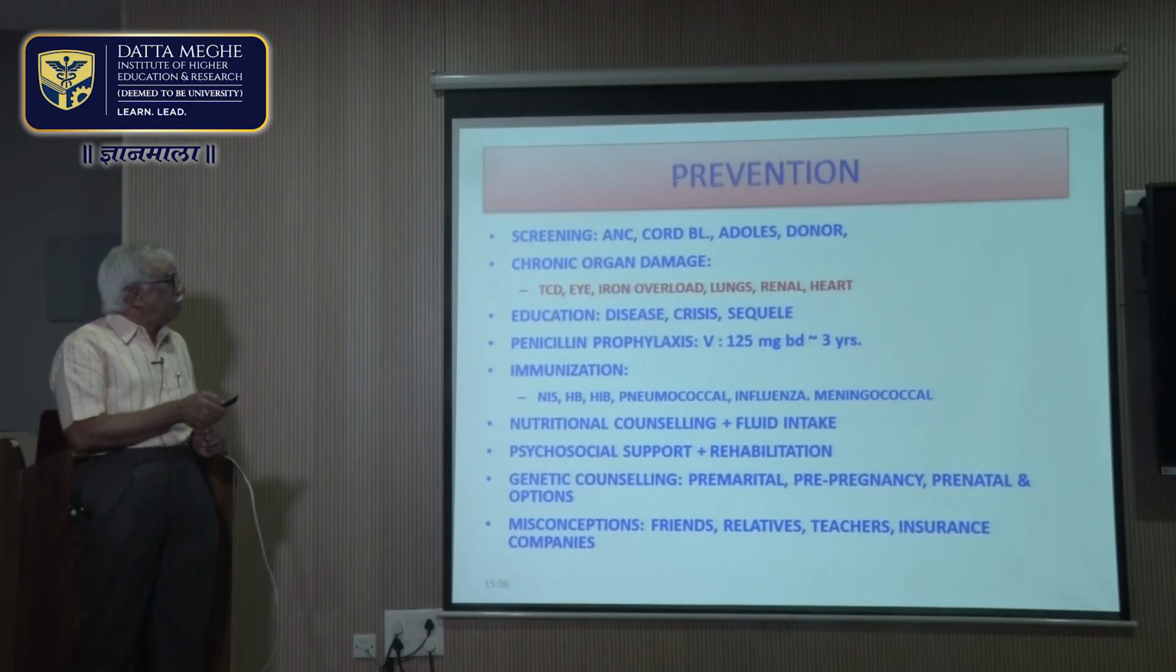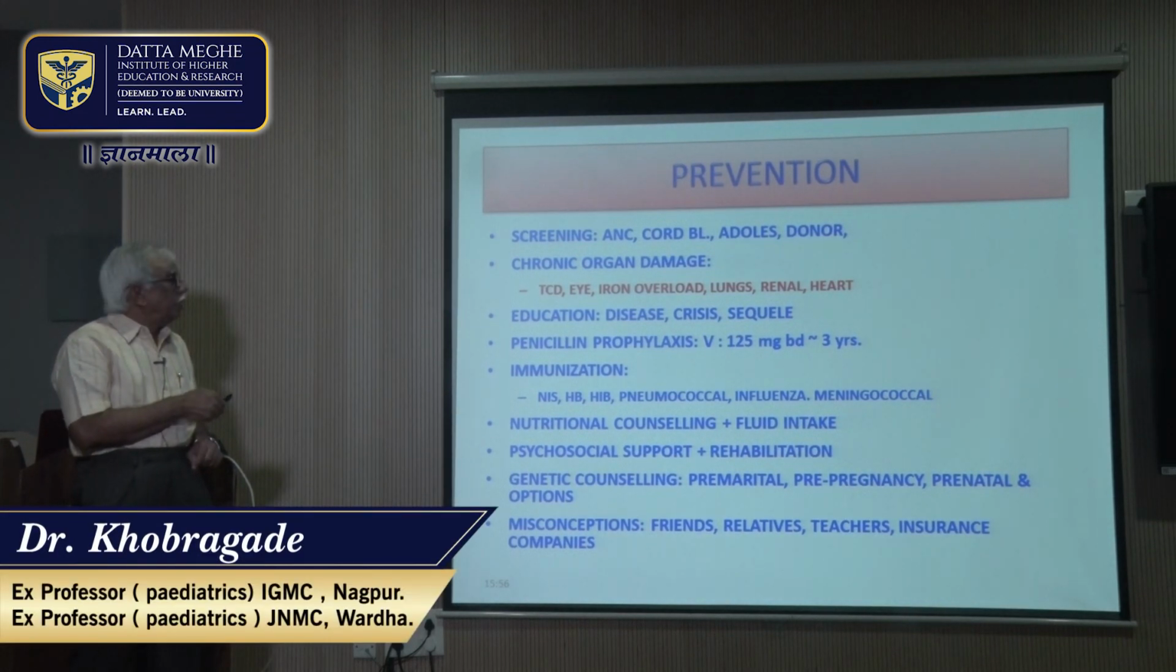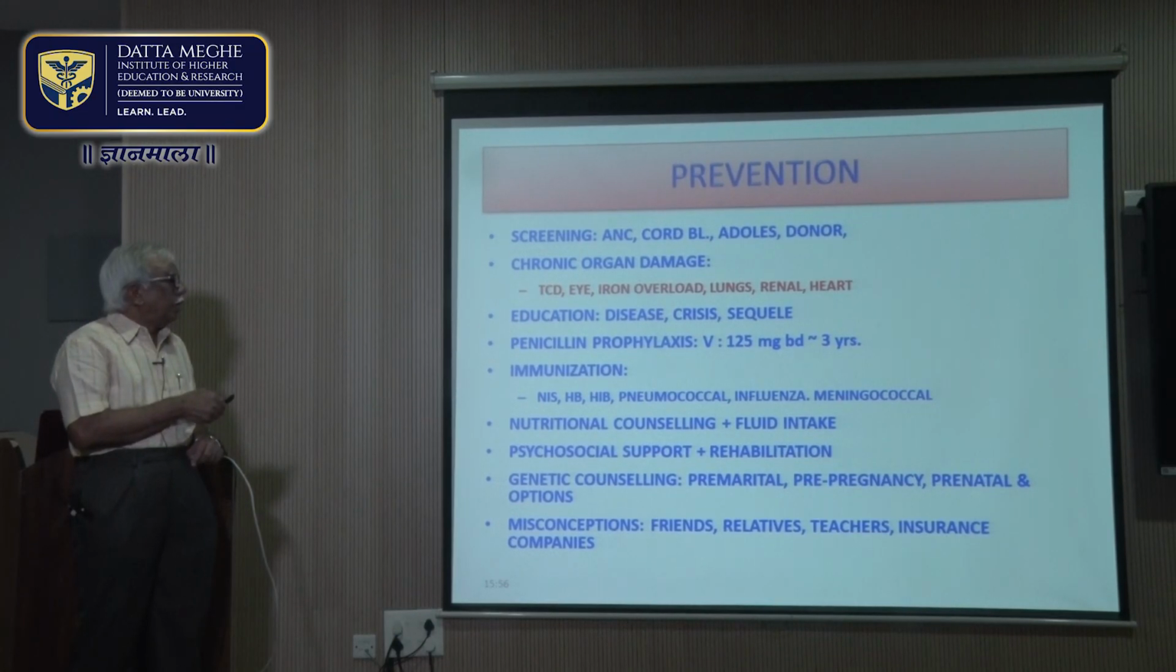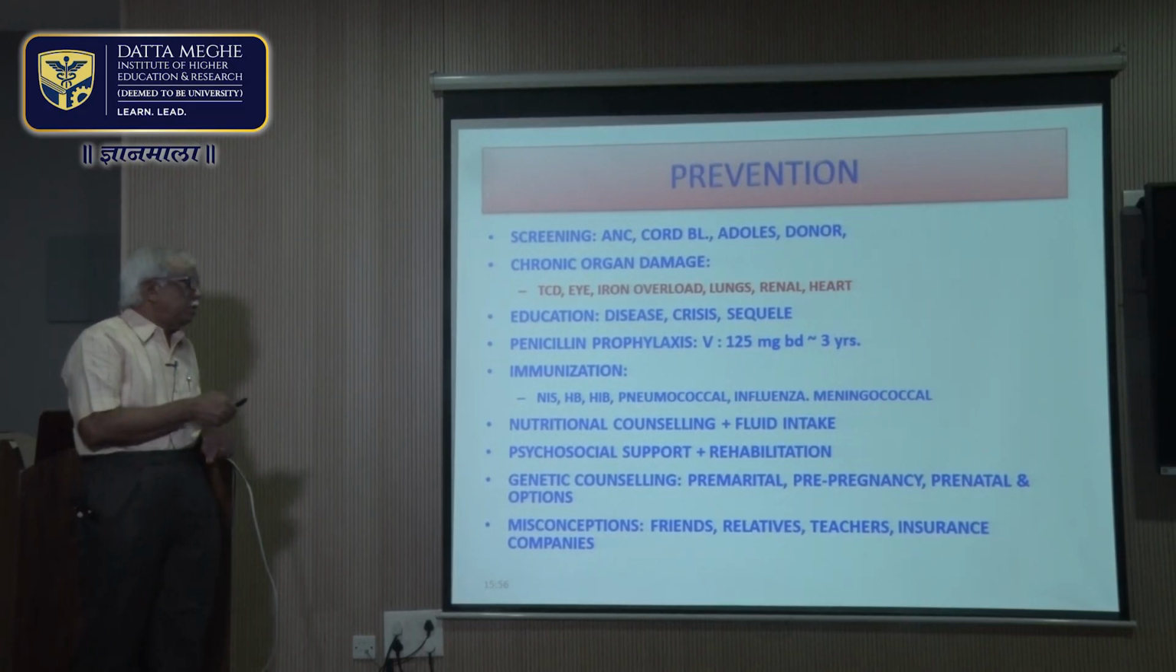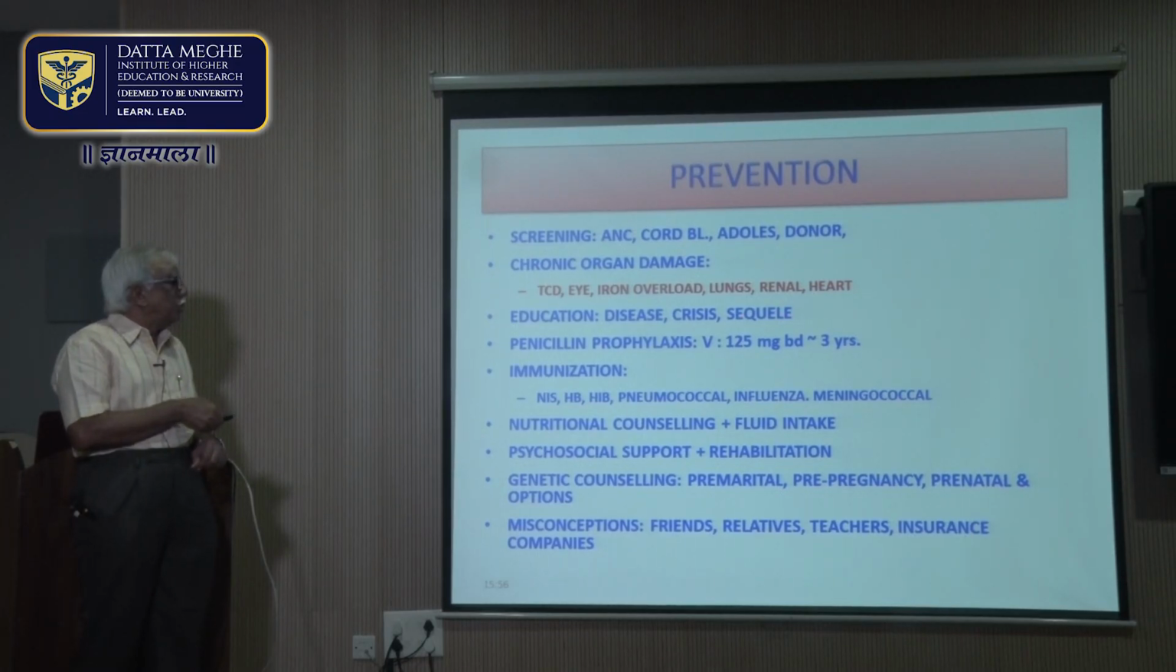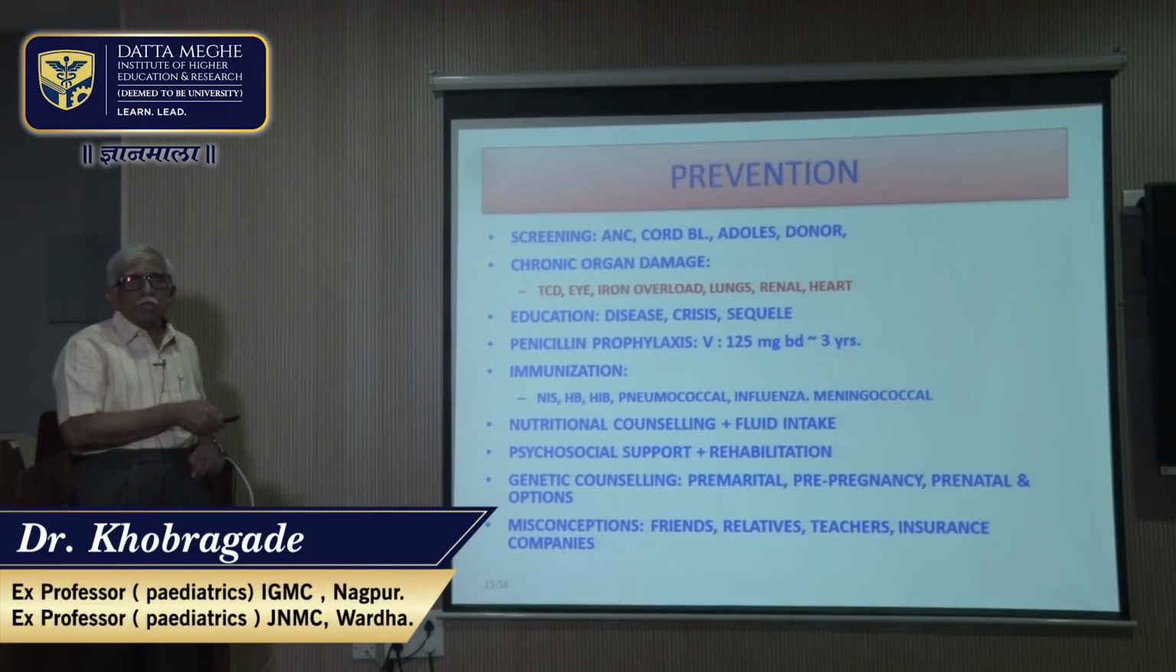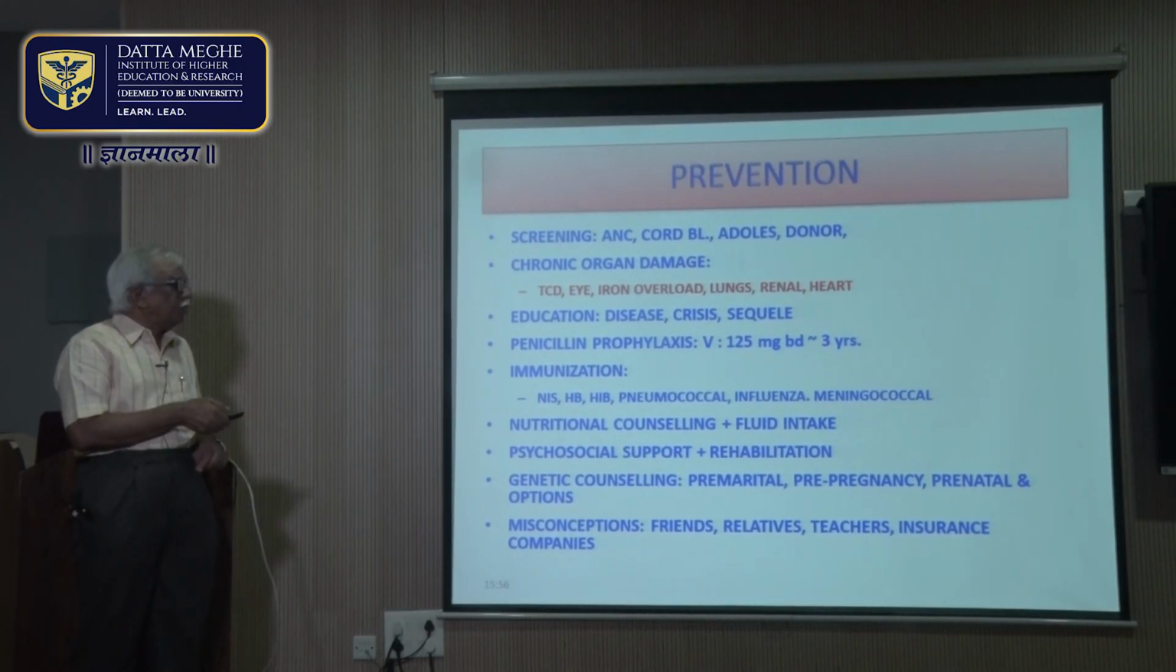Now coming to prevention, various ways of prevention are screening, first and foremost: antenatal, then the cord blood, adolescent and donor. All of them should undergo screening for sickle cell. In chronic organ damage, one should look at the transcutaneous Doppler, eye examination, iron overload, and lung, renal and heart evaluation, along with education of the patient about the disease, crisis and sequelae. Penicillin prophylaxis is to be given, 125 mg twice a day for children below 3 years of age, because this is a drug which is easily available and very effective for control of pneumococcal sepsis. So, that is to be given.